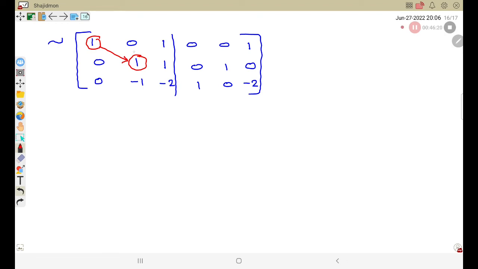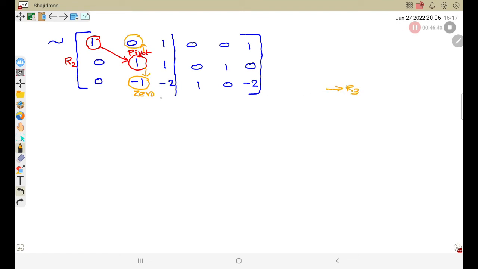Already it is 1, so no problem. So this number is the pivot number. Pivot number is coming on second row. Now what we need to do? Pivot number, down number and top number should be 0. So here it should be 0. Top also it should be 0. That is already 0. So only we need to change the third row here, correct?